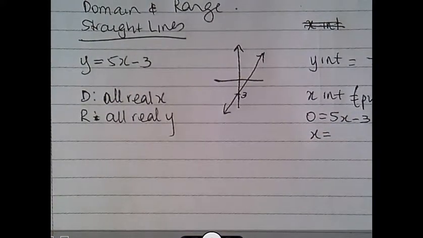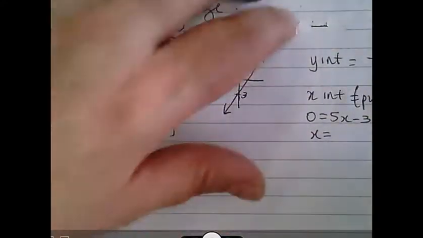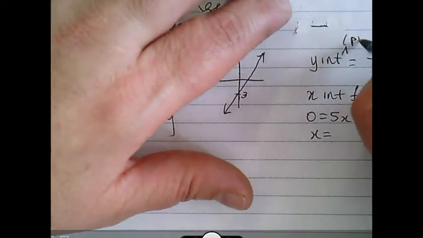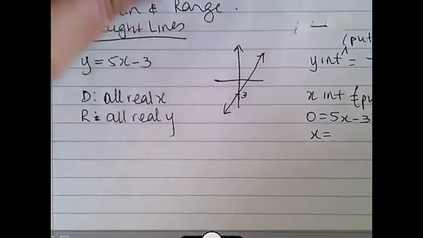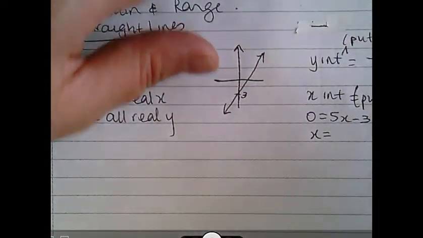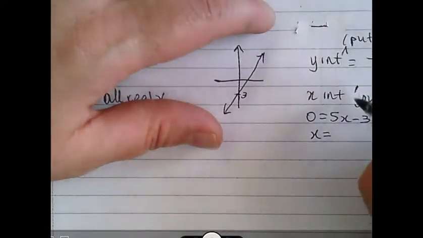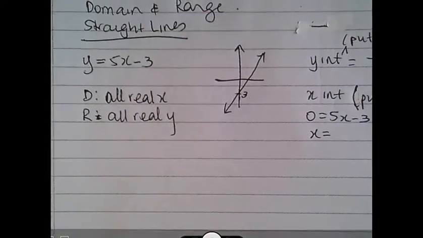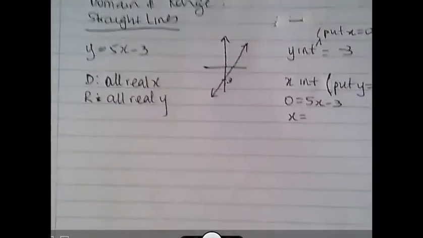For the y-intercept, you put x is 0. Do you remember all that? We did that in year 9 and 10. For the y-intercept, put x is 0, and for the x-intercept, you always put y equals 0. So this is what we're going to do with these functions: look at x-intercepts, y-intercepts, domain and range.